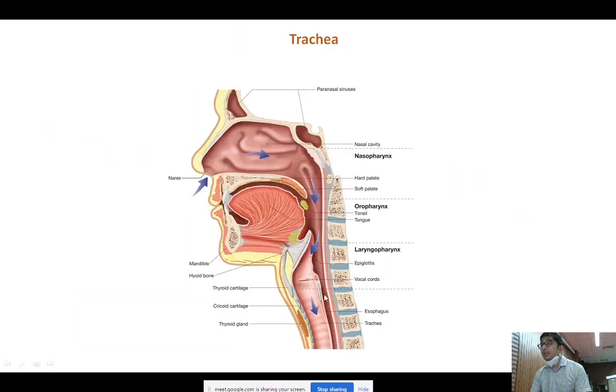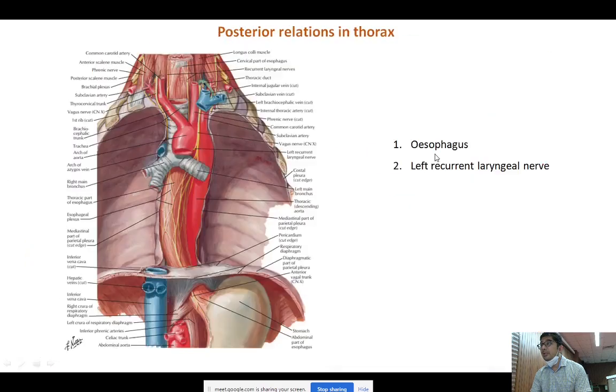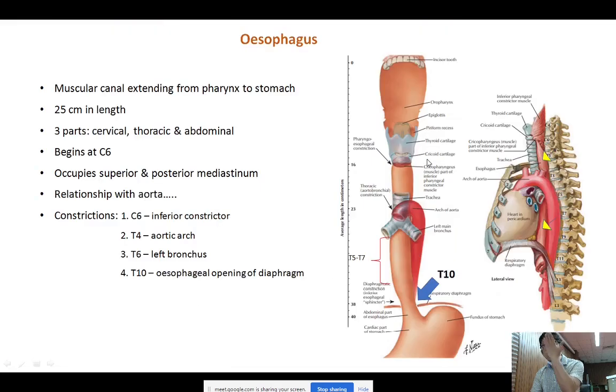The pharynx is continuous with the esophagus, a muscular tube. The length is about 25 centimeters. So it starts from where? At C6, the level of the cricoid cartilage, corresponding to the C6 vertebra. Same thing for the trachea. From there, the esophagus starts, about 25 centimeters in length, beginning at C6.